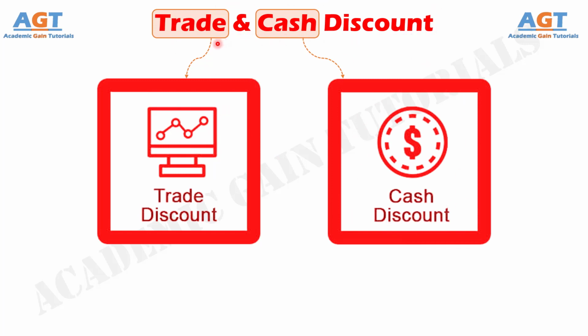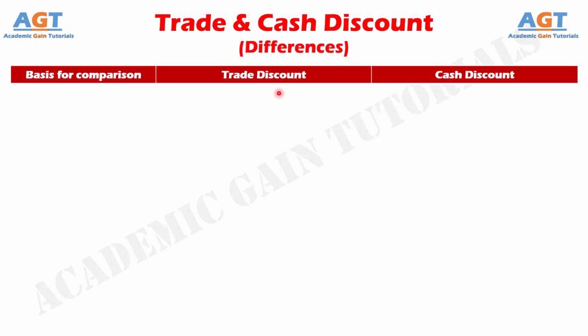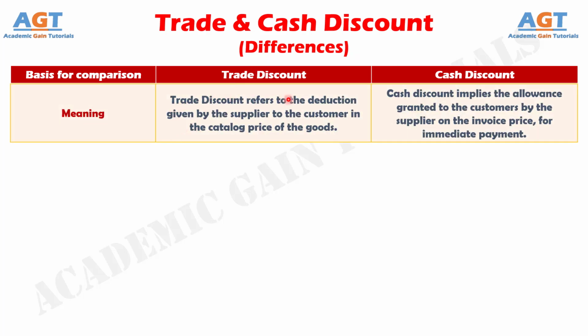So, let's look into the basic differences between trade discount and cash discount in a tabular form. Difference number 1. Trade discount is a subtraction from the list price of the goods, allowed by the trader to the customer at an agreed rate. On the contrary, a cash discount is a discount allowed to the customer when he or she makes cash payment of the goods purchased within the stipulated time.